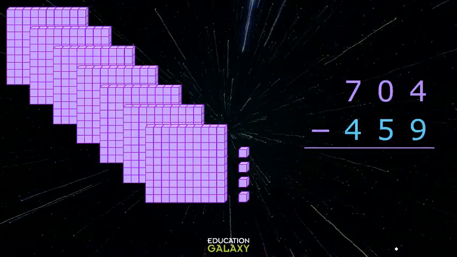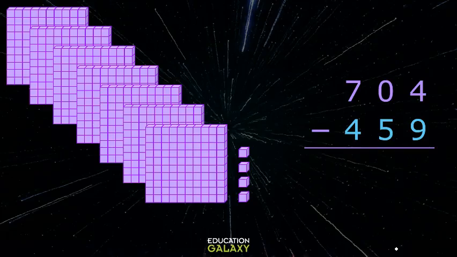Okay, so we're going to start in the ones place by taking 9 away from 4. We know we can't take 9 away from 4. That's not going to work. And I know you just want to make that 4 a 14, but I think we have some other work to do because I also have a 0 in the tens place.